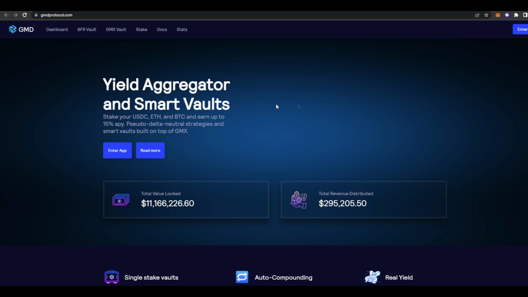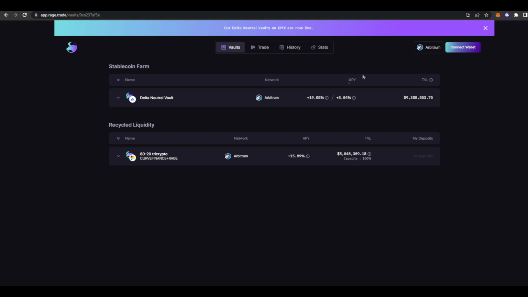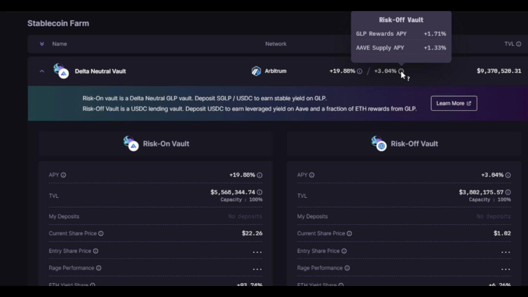So you have a GMD protocol, so that you can see here the total value locked and the total revenue distributed here. So that's how much has gone out to stakers in the GMD protocol. And then we also have Rage Trade's Delta Neutral Vault, in which they have two. So they have a risk on vault and a risk off vault. So the risk on vault is basically just exposure to GLP, but it's delta neutral hedged. And then we also have the risk off one, which basically just gets its yield from leveraged yield farming on Aave, and then some ETH rewards from GLP as well.